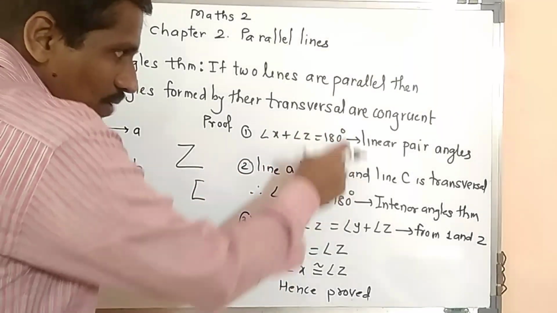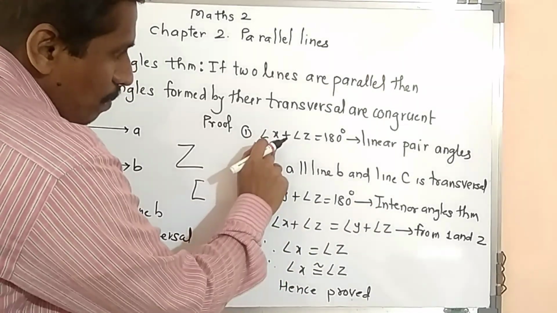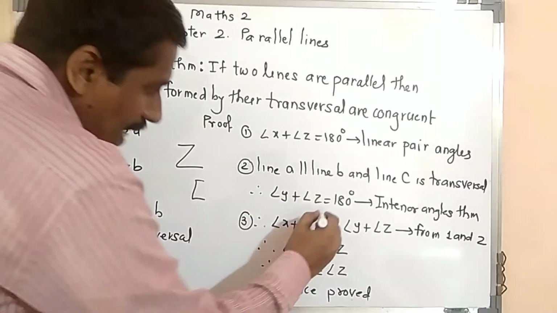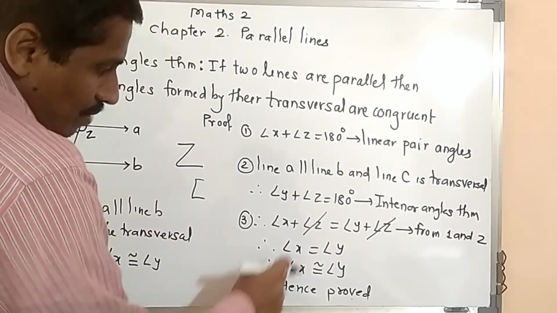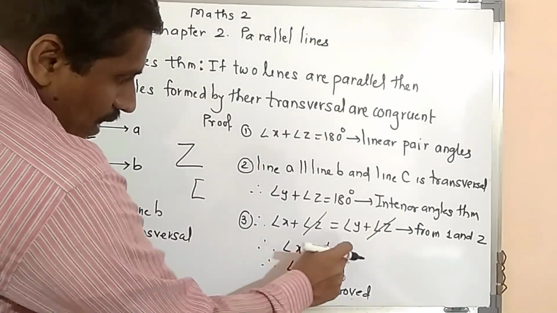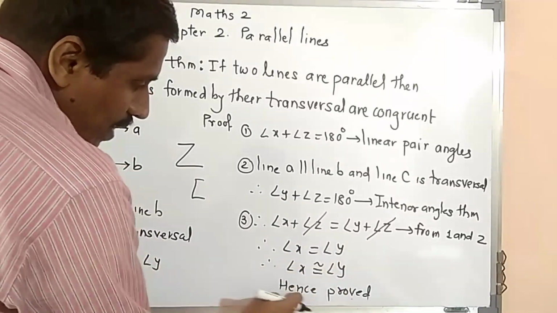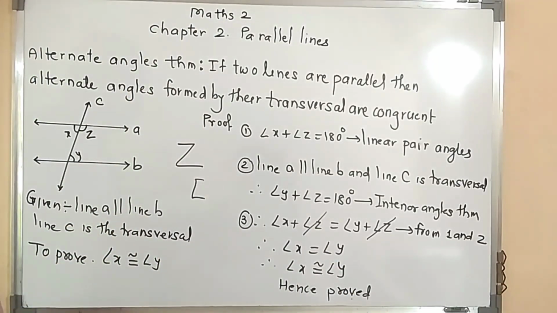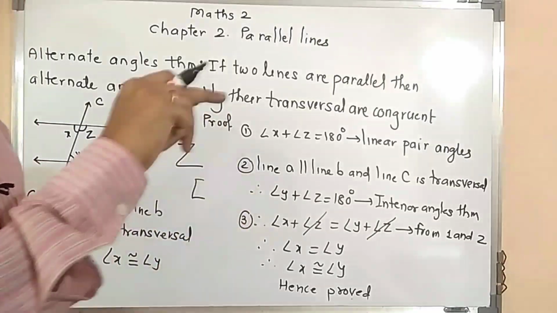See statement number 1 and statement number 2. Right hand sides are equal, 180 degrees, 180 degrees. And therefore, left hand sides are equal: angle X plus angle Z is equal to angle Y plus angle Z. So, angle Z is common to both. Subtracting angle Z from both sides, what will I get? Angle X is equal to angle Y. And therefore, angle X is congruent to angle Y. Hence, we have proved the alternate angles theorem. What is that? If two lines are parallel, then alternate angles formed by their transversal are congruent.